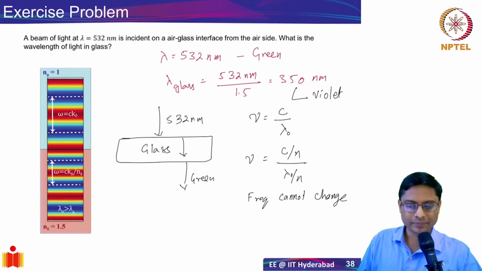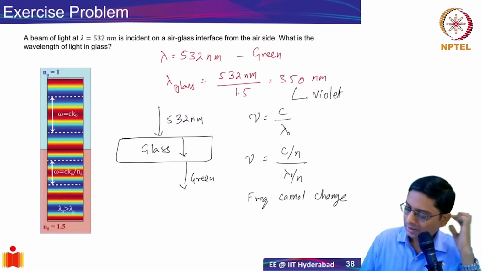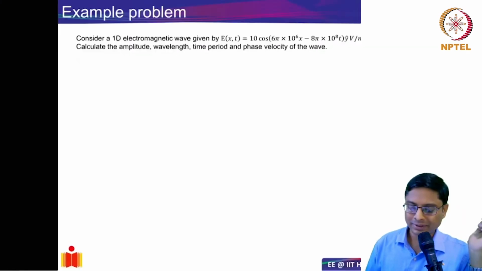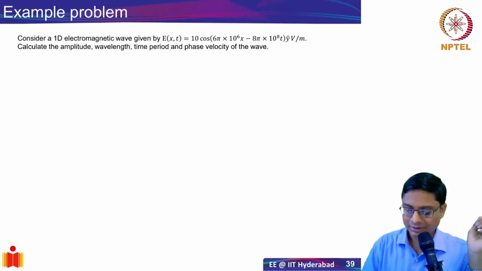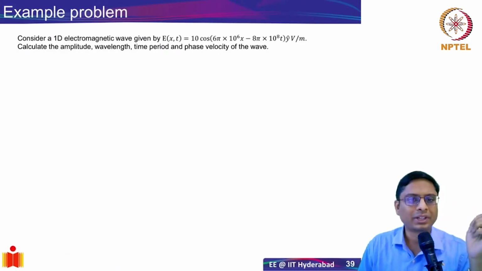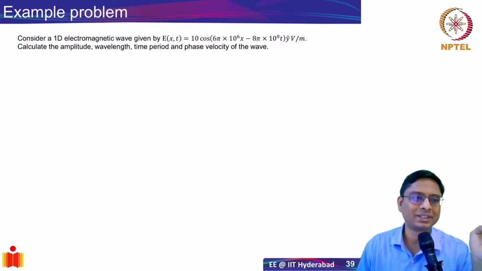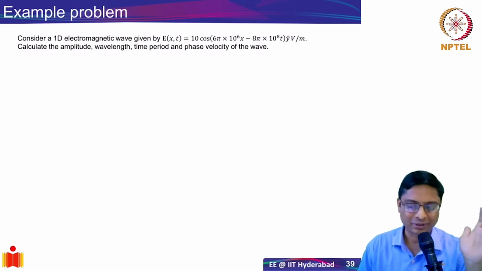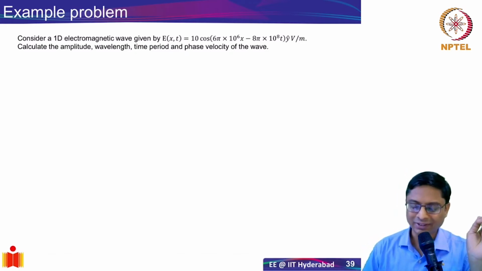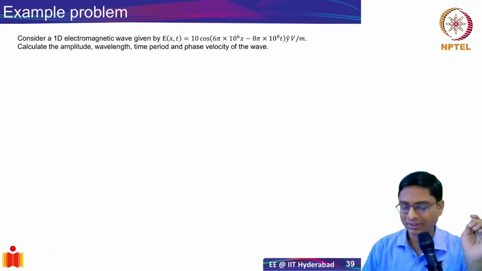Okay, so let me now move on to the next exercise problem, which is given here. You're asked to consider a 1D electromagnetic wave, given by a certain expression, and calculate the amplitude, wavelength, time period, and phase velocity of the wave. These are simply to get you familiar with representing electromagnetic waves. That's all. These are fairly simple and you should have done them in some basic courses.